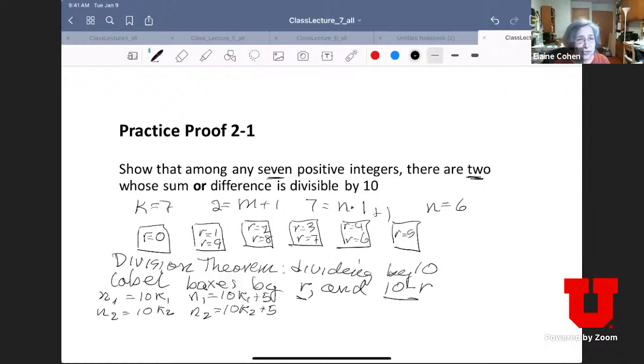The last case is the most interesting case. The last case is when I have 2 in one of the remainder bins that's not 0 and not 5. Then there are two things that can happen. Either both of the numbers have the same remainder, or they have different remainders. And I have to prove for each case that I get the right thing. So if they both have the same remainder, let's do that. We'll do the same remainder here.